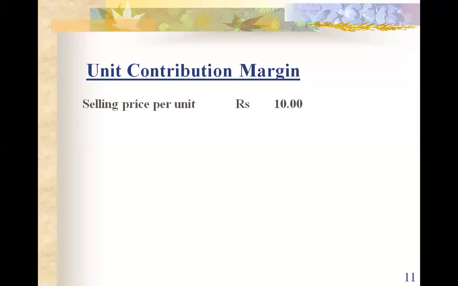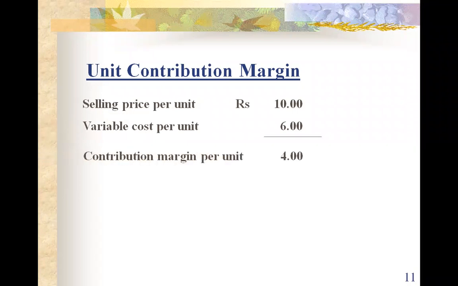So for example, either it may be given as a per unit basis. Per unit basis ও দেয়া থাকতে পারে। The procedure is the same, that is selling price minus variable cost. And if it is per unit basis, then we call it as a per unit contribution margin. So here you see selling price per unit is 10 taka, variable cost per unit is 6 taka. So the contribution margin per unit will be 4 taka. Is it clear? Sir, clear.